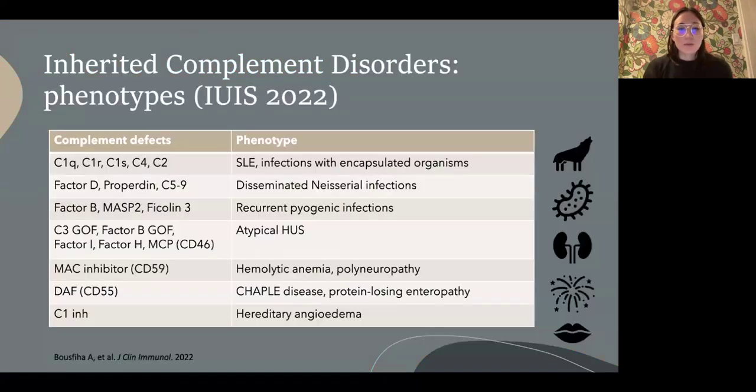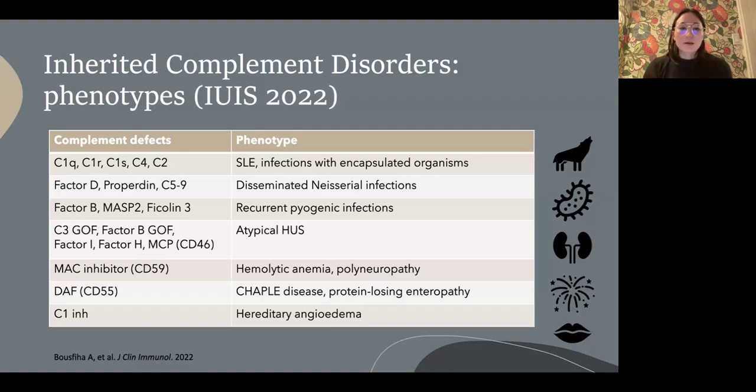So this is just a snapshot I made from the IUIS 2022, which describes the known genetic inborn errors of immunity, kind of putting them together by phenotype. So on the top row, you have the early complement deficiencies, which we'll talk about. All of them can present with some form of lupus or are at risk of developing a lupus-like condition. And then they all have issues with infections from encapsulated organisms. And then second row, there's the C5 through C9, the terminal pathway. If you remember, that is always associated with Neisserial infections.